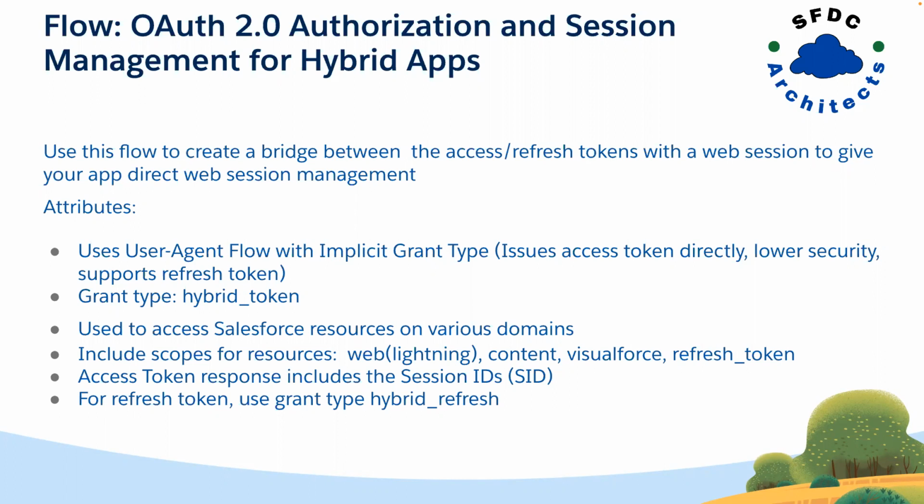This does use as a basis the user agent flow that uses the implicit grant type. That is not a recommended flow because it does have some issues, but that is what this uses. A couple of distinctions is this flow is going to use the grant type hybrid token, and it's used to access resources for things like sites, Lightning, and Visualforce.